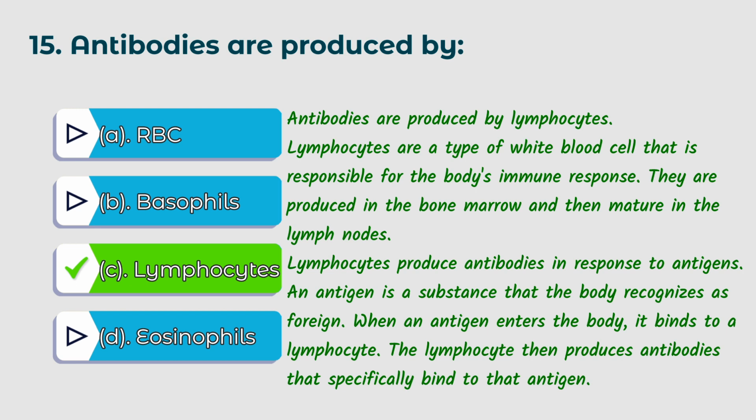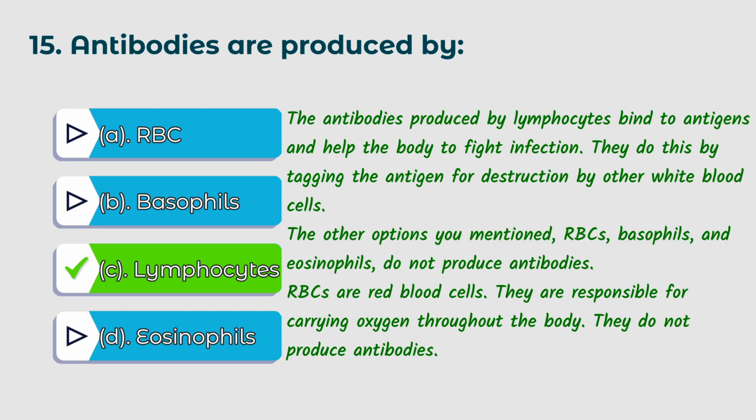An antigen is a substance that the body recognizes as foreign. When an antigen enters the body, it binds to a lymphocyte. The lymphocyte then produces antibodies that specifically bind to that antigen. The antibodies produced by lymphocytes bind to the antigen and help the body to fight infection. They do this by tagging the antigen for destruction by other white blood cells.